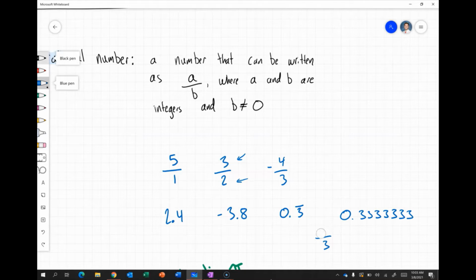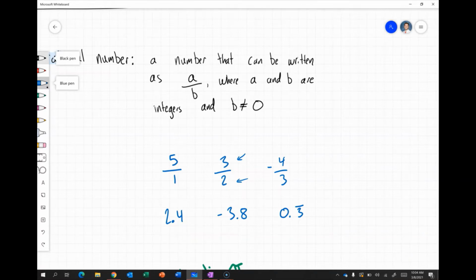So the easiest way to see this is that any fraction with whole numbers, any whole number, any integer, and any decimal that is either terminating, like 2.4 and 3.8, or repeating, like 0.3333333, those are all rational numbers.